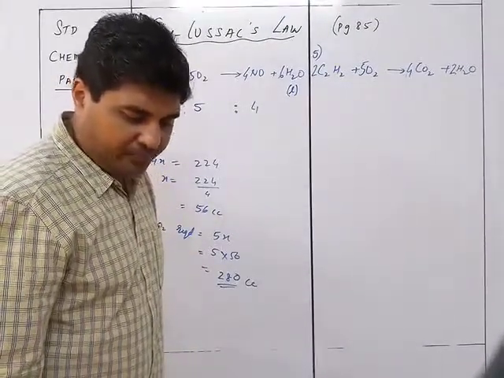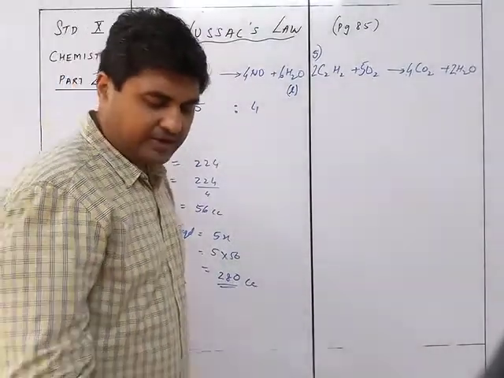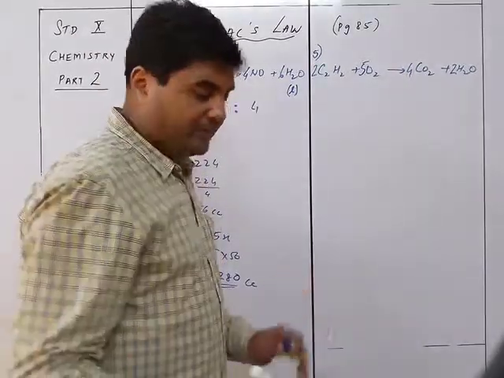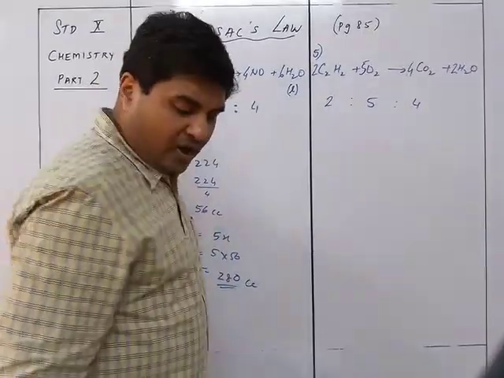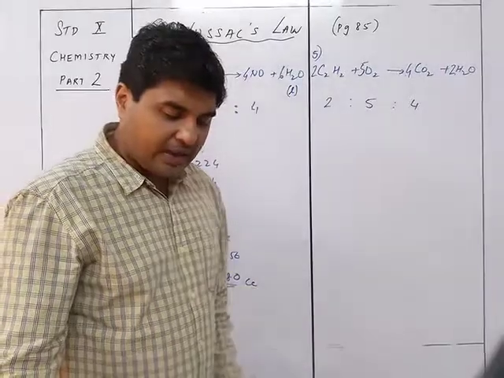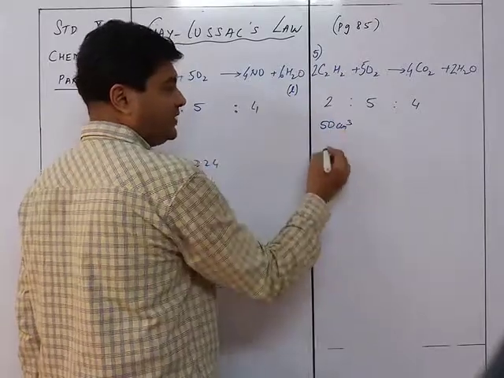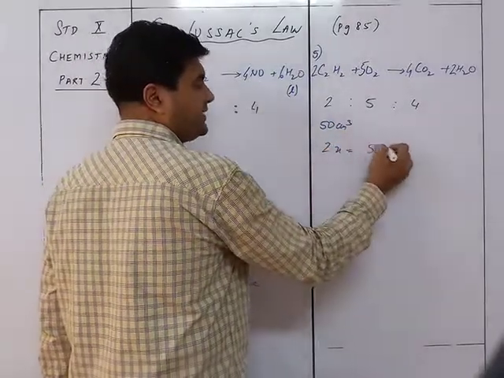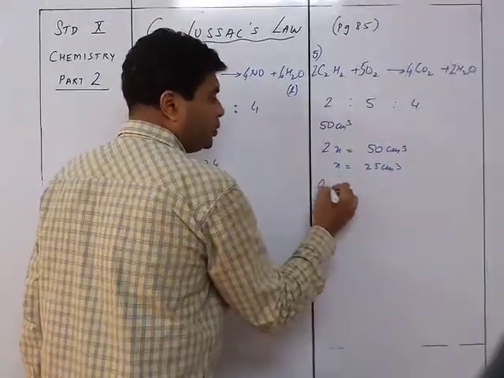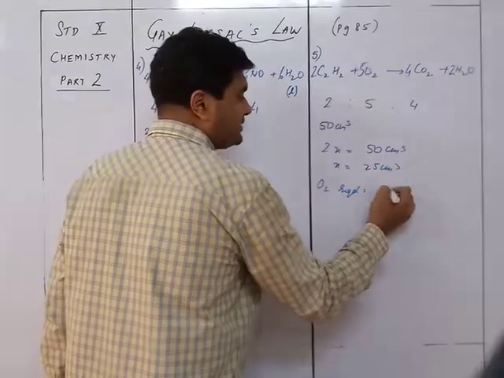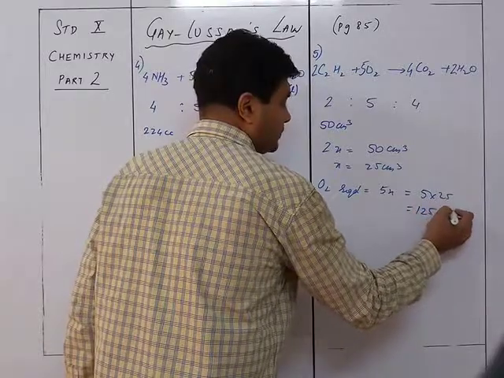We need to calculate the volume of air required to completely burn 50 centimeter cube of acetylene, assuming air is 20% oxygen. So they are given that this ratio is 2:5:4. We are not concerned with carbon dioxide at all, but they have given us that the amount of acetylene used is 50 centimeter cube. So we know that 2x equals 50 centimeter cube. Therefore, x equals 25 centimeter cube. Therefore, O2 required is equal to 5x, which is 5 into 25, equals 125 centimeter cube.